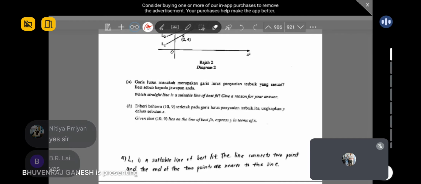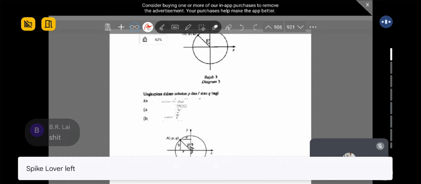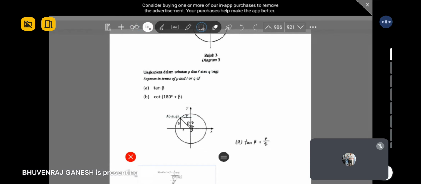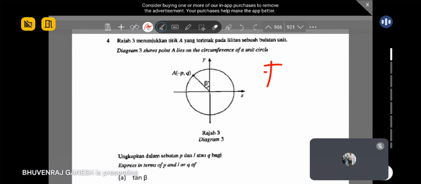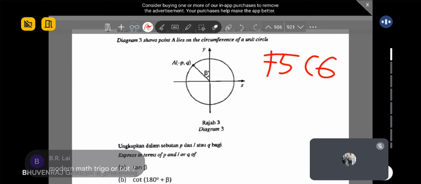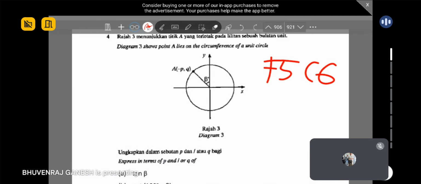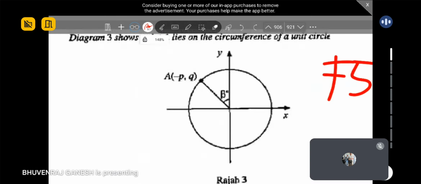Okay, so question number 4, we are coming to Trigo, guys. Form 5, chapter 6. So this one not easy lah. Tak senang. But I think you can still do. Masih boleh dibuat. So for this question, they ask you tangent beta. Kamu kena cari nilai tangent beta. Modern math, Trigo or not? No, this one is at maths. Guys, this kind of question you won't see in modern maths. Only at maths. So they ask you to find tangent beta.